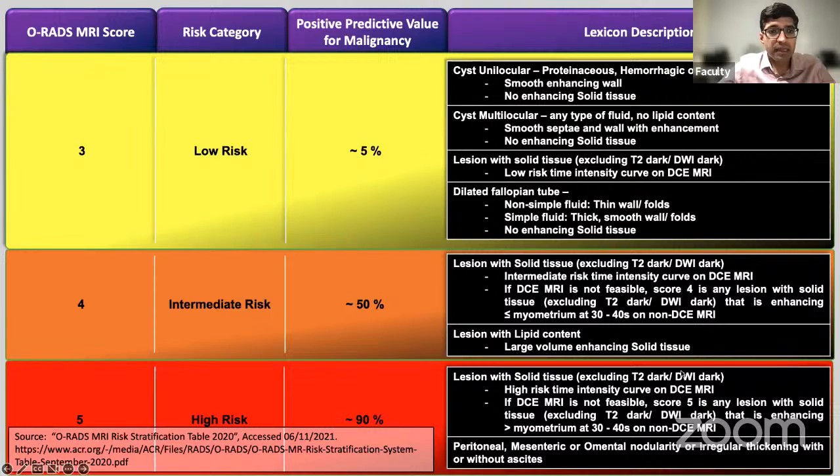The most important take-home point from this slide is that whenever you see peritoneal, mesenteric, or omental nodularity or irregular thickening, with or without ascites, it automatically becomes category 5. It does not matter if the enhancement is greater than, equal to, or less than myometrium. It becomes O-RADS 5. That is one of the examples we looked at in our quiz questions. One of the patients had metastatic disease, so that puts it into the category of O-RADS 5.